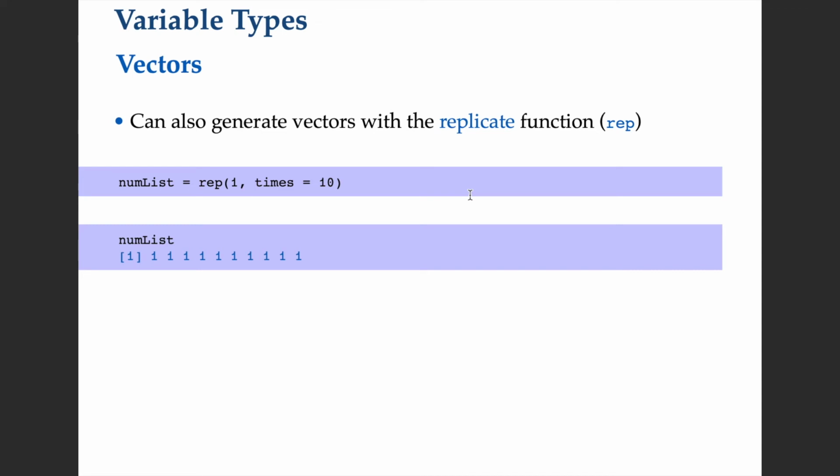Another way that we can create a vector is with the replicate function, and you can call this function by typing rep. So again, here we're making our numList variable and assigning to it: we're going to repeat 1, and then you specify how many times you want to repeat or replicate that. So if we say 10, then our numList is going to have 10 ones. So again, you should be typing this into the R command prompt as we go.